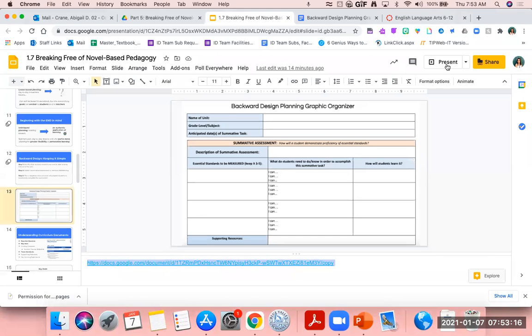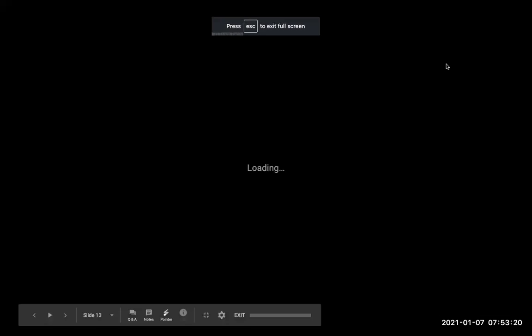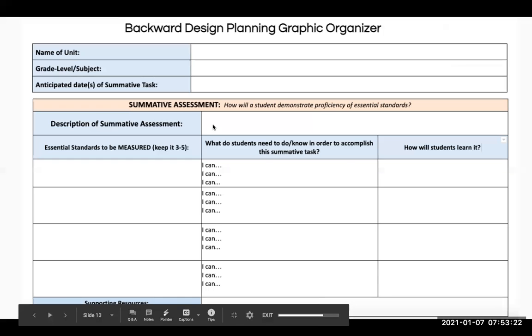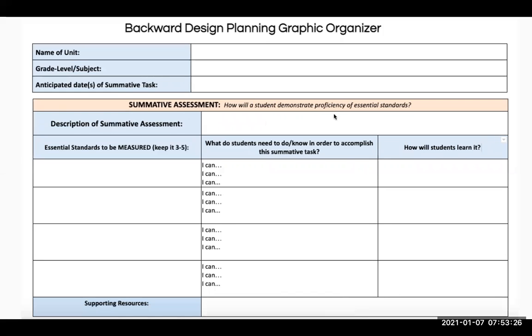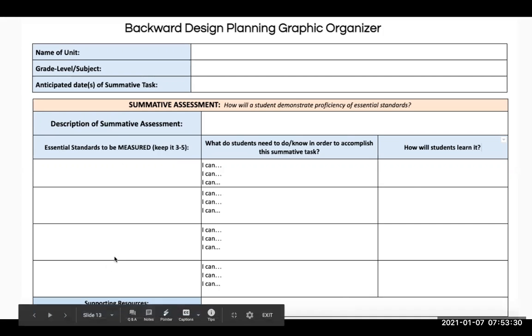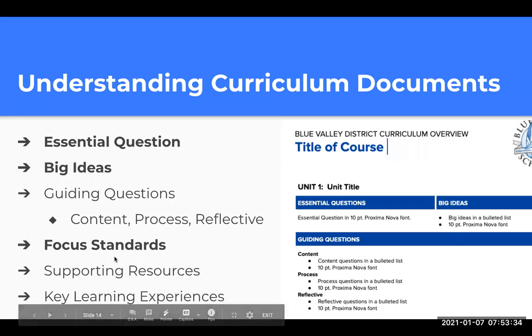But really, it has a couple of components. It has where you can put the name of the unit and the dates and things like that. But usually this main section is what you want to focus on. There's a place to describe your summative assessment, but the first thing we do is look in this far left column, those essential standards. And that's where we're going to start today.